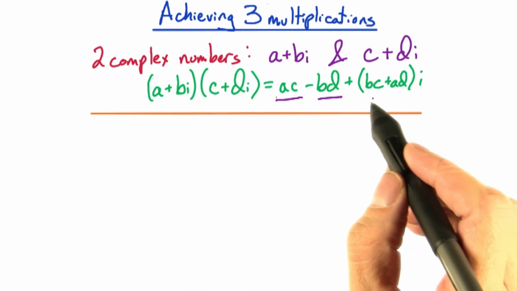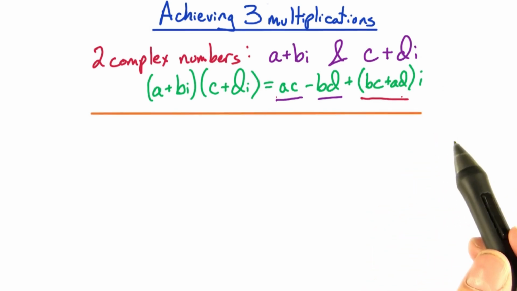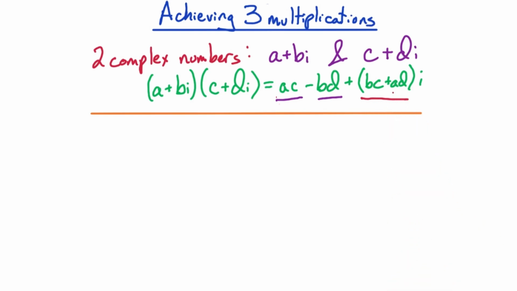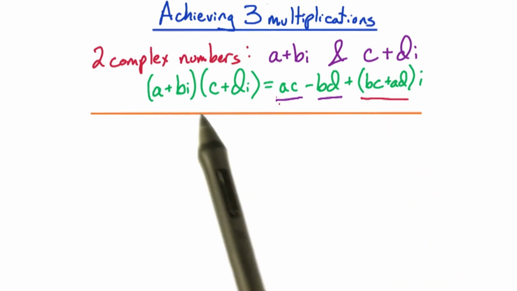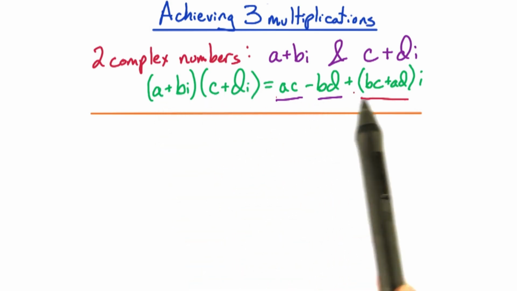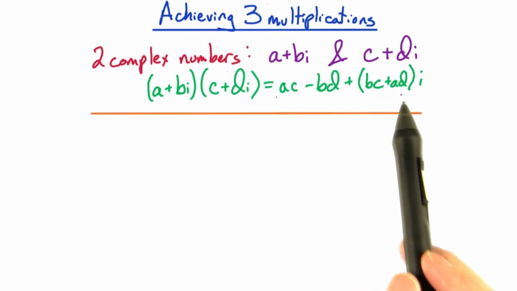What we're going to do now is try to compute this sum, b times c plus a times d, without computing the individual terms, bc and ad. That's going to leave us with a method for computing the product of these two complex numbers with just 3 real number multiplications needed. How are we going to get this term, bc plus ad?